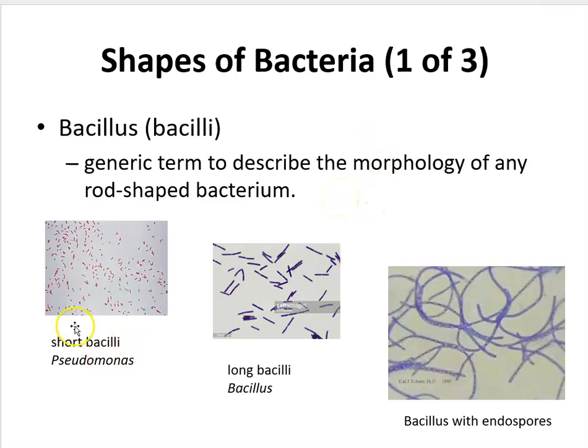Rod-shaped, and you can have very short bacilli. This is Pseudomonas aeruginosa, famous for ear infections and lung infections. Can get pretty nasty. You can have long bacilli, which is Bacillus, or you can have a different bacillus with spores. And you see those little white spaces? See those little white spaces? Those are the endospores. So it's actively producing endospores, and not in a happy mood right now.